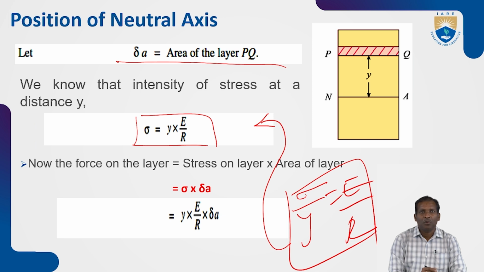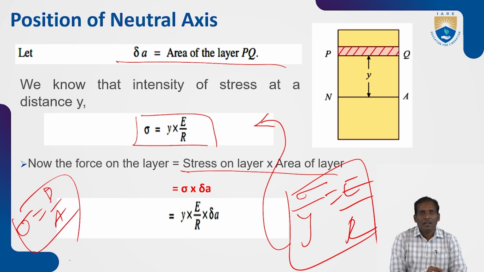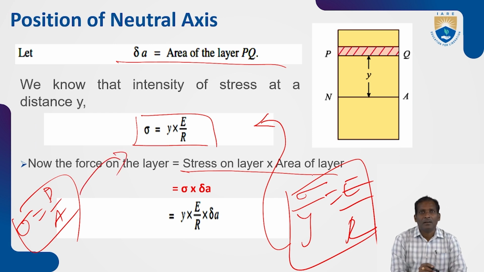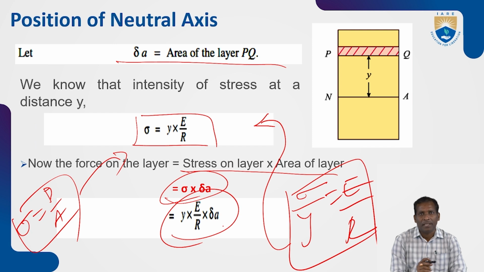So now the force on the layer. How do you calculate the force on the layer? Stress on layer multiplied with the area of layer. Already you know the stress is equal to load per area. But here the force is on the layer, P, and the area of layer is delta A. The stress is y into E by R. So substitute this sigma value here: y into E by R into delta A.